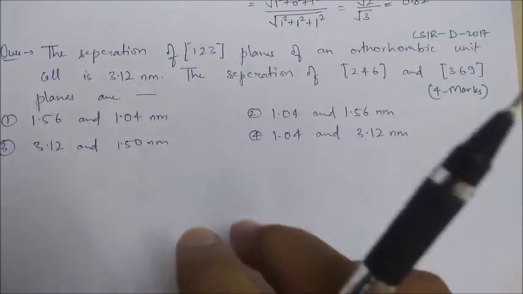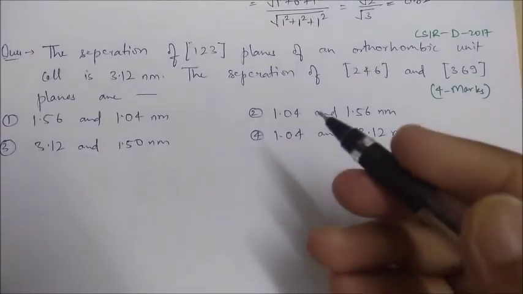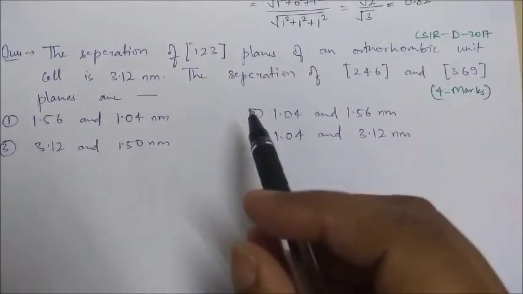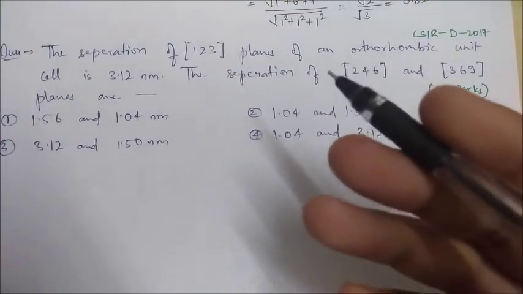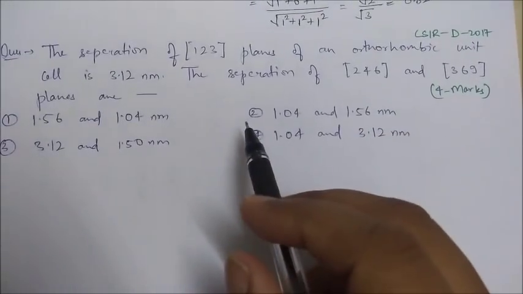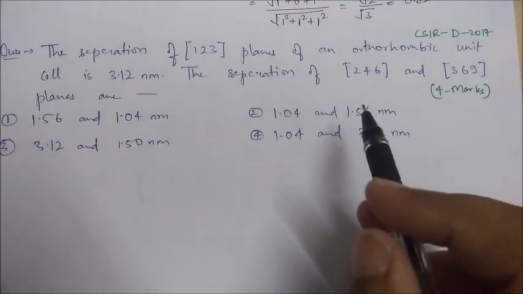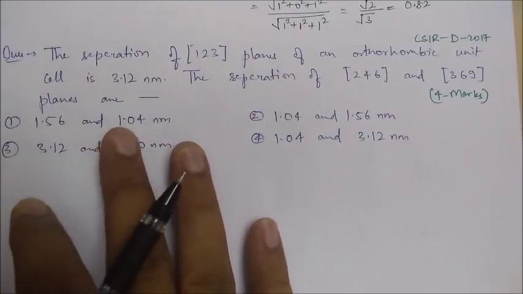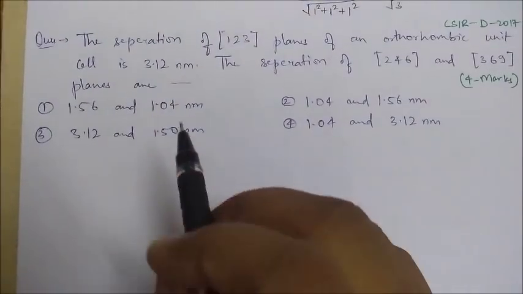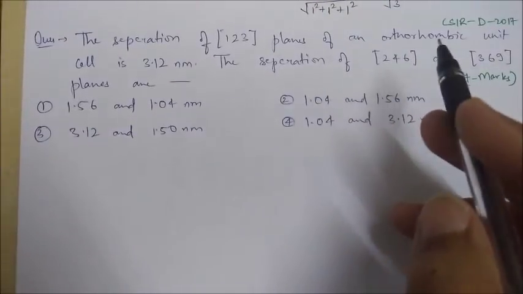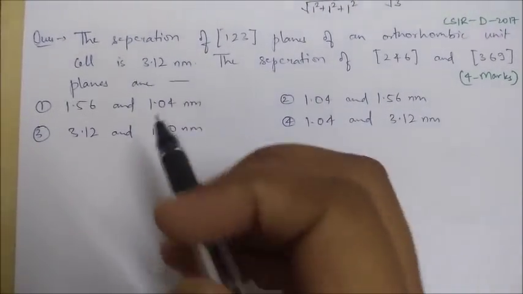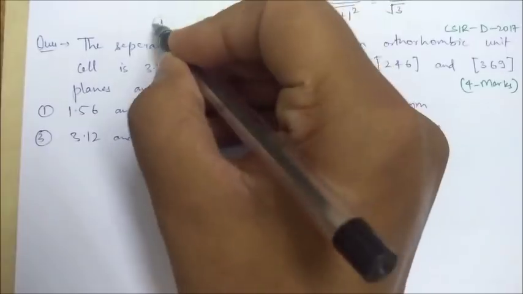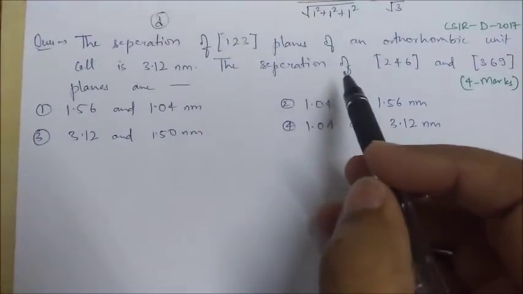There are two ways of doing this question. One is the long method, which you should use if you are new to this concept, and if you are used to it, then you can use the shortcut method as well. I'll discuss both of them. They are asking about the separation of these planes in an orthorhombic unit cell. They have already given you the value of d.